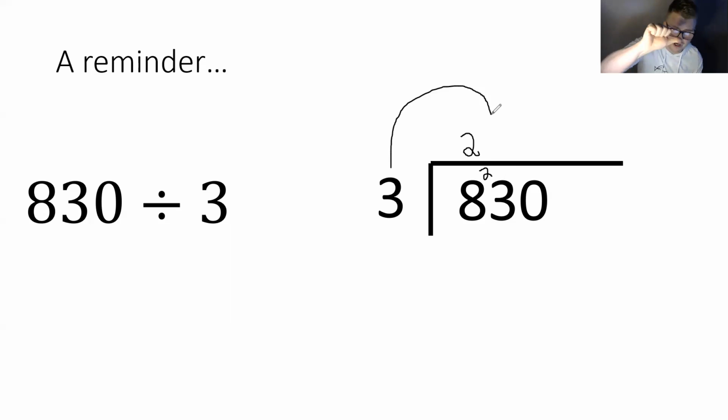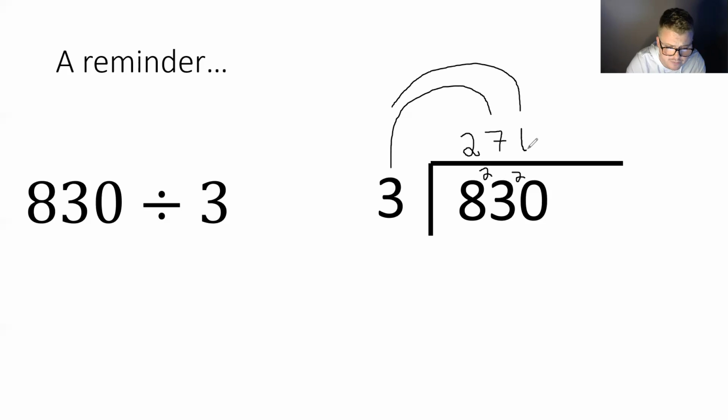So how many times does 3 go into our next number, 23? 3, 6, 9, 12, 15, 18, 21. It goes 7 times, and we landed at 21, which means we've got a remainder of 2. So let's stick the 2 in front of the next digit, which is 0, and that number becomes 20. So how many times does 3 go into 20? 3, 6, 9, 12, 15, 18. It goes 6 times, and we've got a remainder of 2.